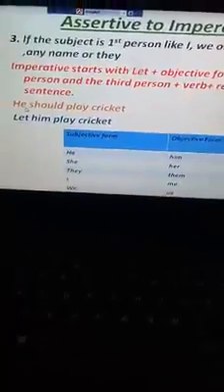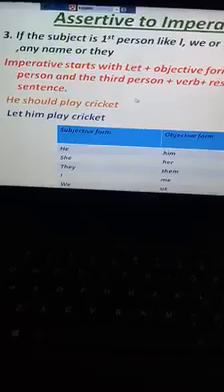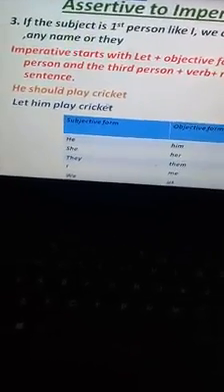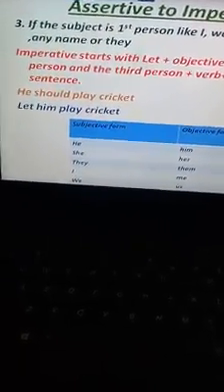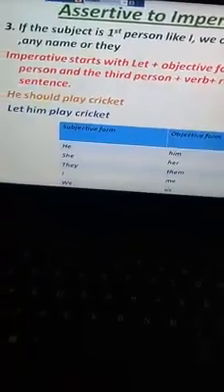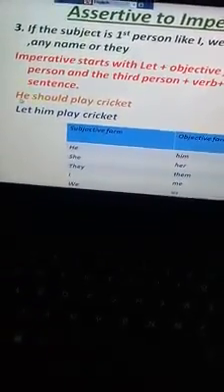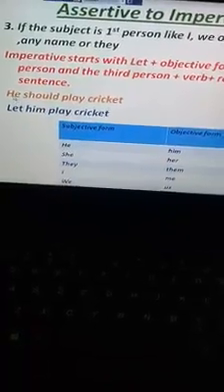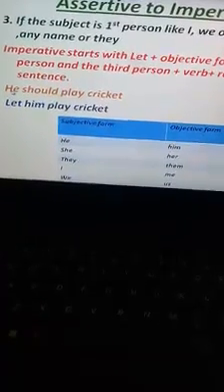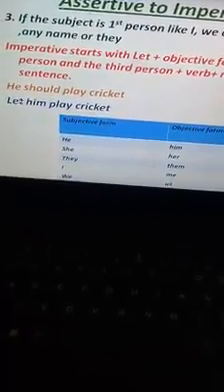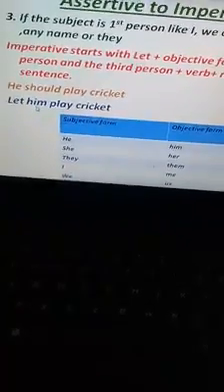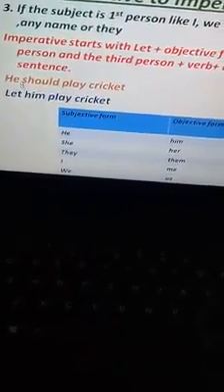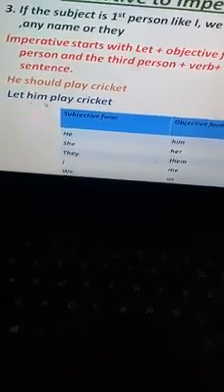But when you find the first person and the third person in the sentence, then you have to start the imperative sentence with let. So for example, he should play cricket. Here he is third person. That is why I have used let first, and after that I have used him, the objective form of the subject he. Let him play cricket.